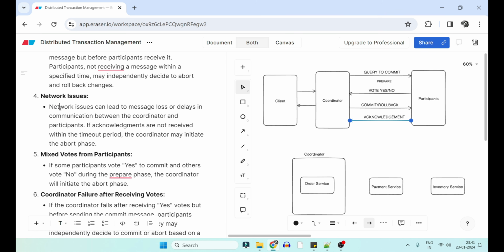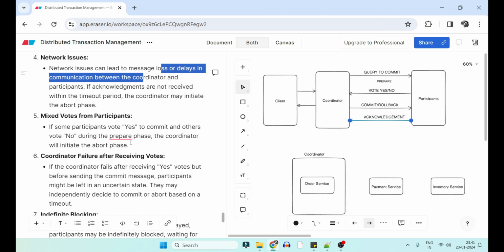Also, the fourth case can be a network issue. So there can be loss or delays in the communication. The coordinator says okay, commit. But due to some delays or network issues, this reaches after 2 minutes, and 2 minutes was the timeout for payment service and inventory service. So they both say, oh, the coordinator has crashed, even though it is not crashed, there was just a network delay. Still they think that it might have died. So even though they were asked to commit, they would have rolled back. So this is also where 2PC might go down.